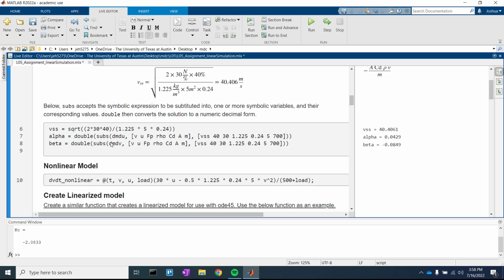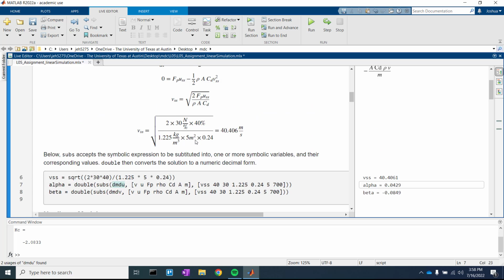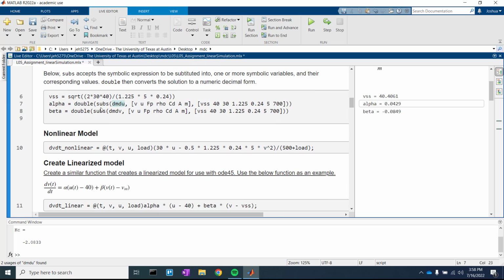Now we're going to go ahead, similar to what we did before, we have our dm/du, which is our symbolic equation, but we're saying subs, and when we say subs, we're going to substitute something in. First is the list of what is currently within this function, and then the values we're going to substitute in for those values. For example, m, the mass, is going to be 700. The area is 5 square meters. V steady state is going to be substituted in for V. U steady state, which is 40%, is going to be going in for U. And so now we have our alpha and our beta.